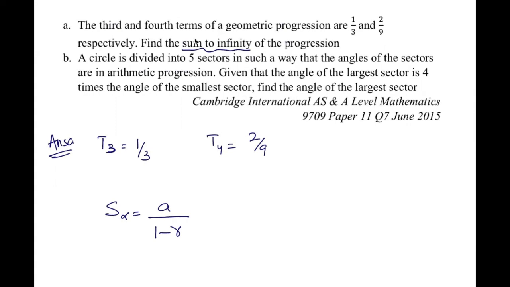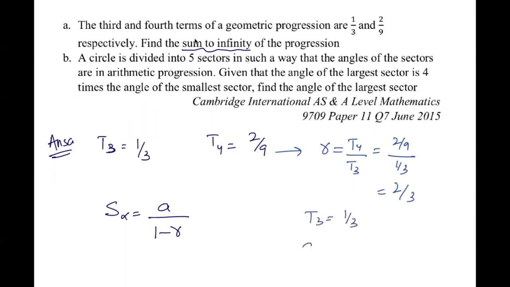So we can say 2/9 minus 1/3. No, it's a geometric progression, so you divide 2/9 by 1/3. Yes, the common ratio is going to be T4/T3, that is 2/9 divided by 1/3, which comes out to be 2/3.